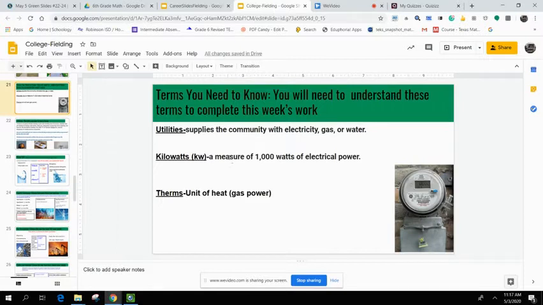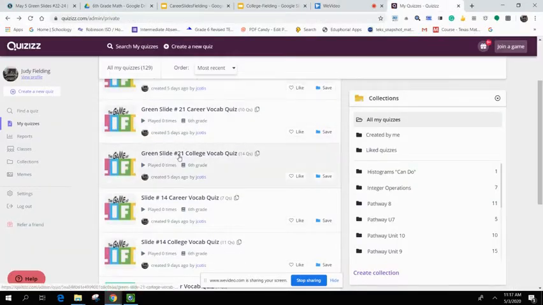Kilowatts is how electricity is measured. You pay by the kilowatt. And then therms is how you pay for gas if you have gas in your home. So we're going to look at these vocab words in addition to what we already have. When you go to quizzes with your link this week, it'll be either the college one or the career one, and it's slide 21. Those will be set up for you to do this week as well.